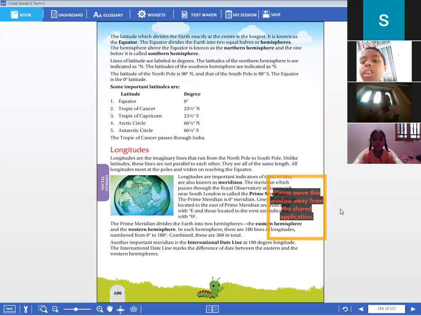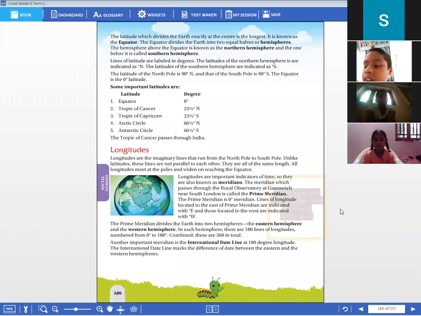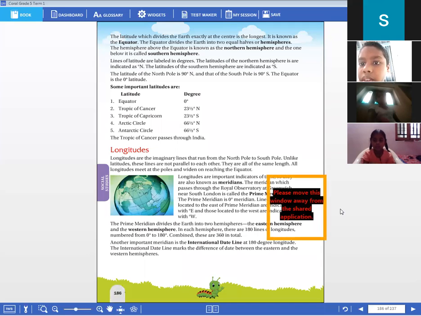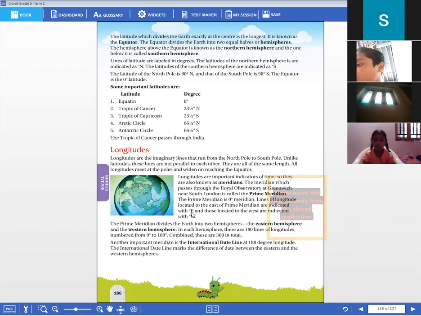Then these are also indicated as degrees. We told that the entire numbering will be in the form of degrees. If you see a map, you can see notations like degree north or degree south. Similarly, in the latitudes we saw 23.5 degree north. In the longitudes, we will be seeing degree east and degree west. Is it clear, children? Okay.